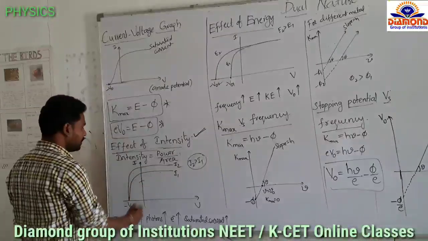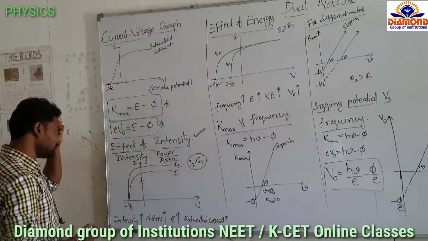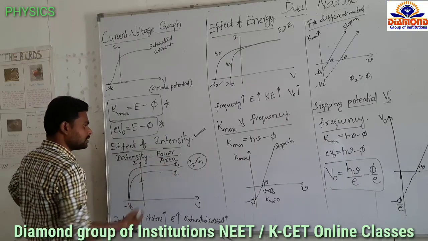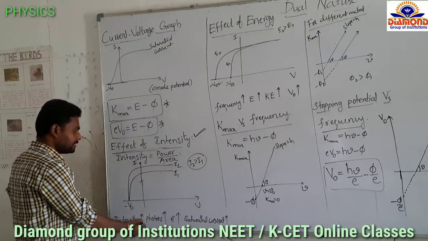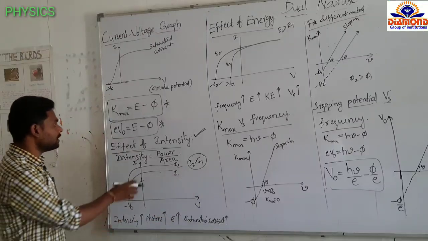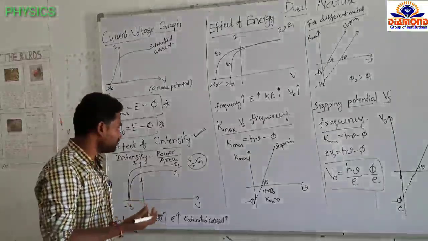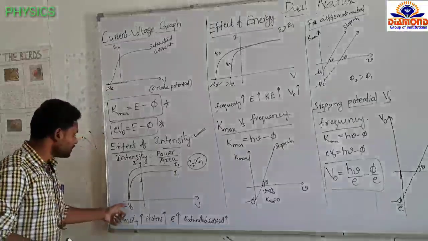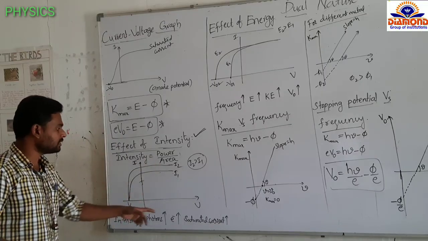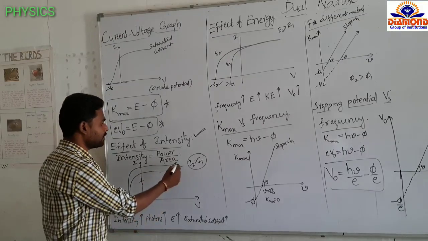See the graph here. This is I1 and here it is I2. In the second case the intensity increased, so the saturation current also changes. That means intensity increases, photons increase, electrons increase, and the saturation current also increases. But the intensity does not affect the energy of the photon, the kinetic energy of the electron, or the stopping potential. That's why the stopping potential is not changing, only the saturated current is changing. That means intensity affects only the saturation current, not the stopping potential. Intensity increases, saturation current also increases. From this, I2 is greater than I1.